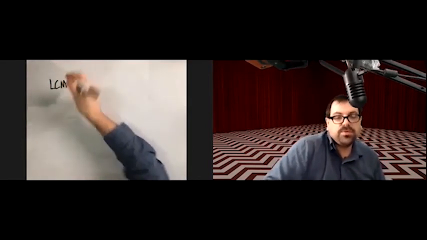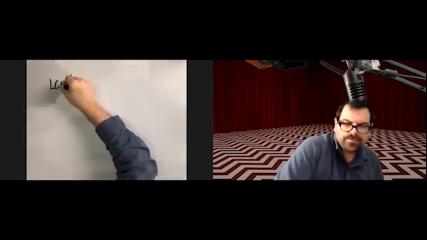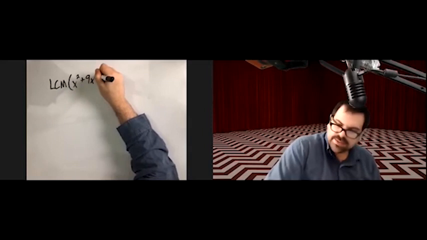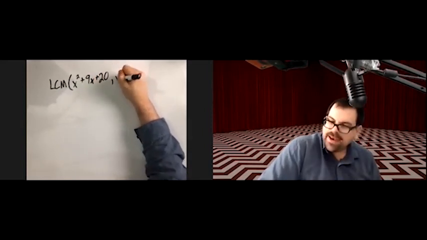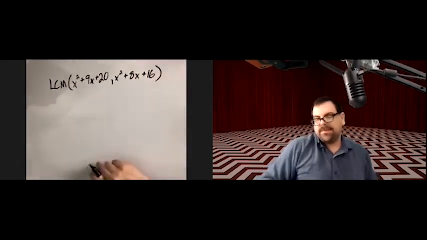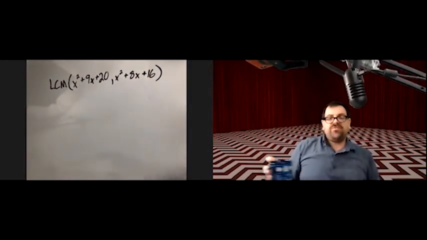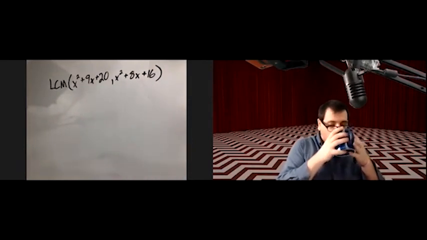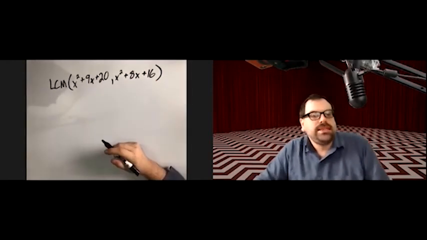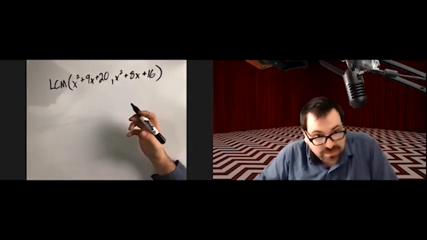What would be the least common multiple of these two expressions? The least common multiple of x squared plus 9x plus 20 and x squared plus 8x plus 16. Well, up until now, every time we've found a least common multiple, we have looked for every factor we have to the highest power. We don't see factors here. These aren't factored.